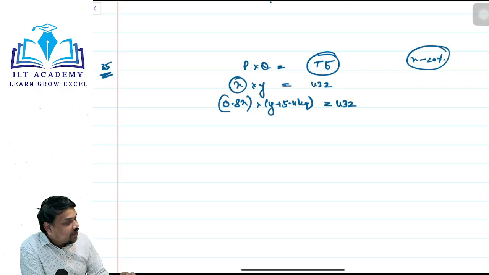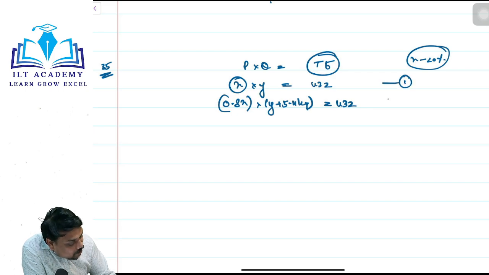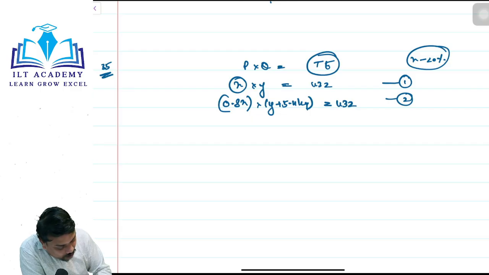Price into quantity is 432. Now my price got reduced by 20%. So x minus 20% of x is 0.8x. इसमें clarity है क्या? ये 0.8x कैसे आया? Clear? 1 minus 20%, that is 0.8x. Clear? And I am getting 5.4 kgs more, y plus 5.4, for 432 rupees. Now this is my equation number 1. This is my equation number 2. What I can do over here?